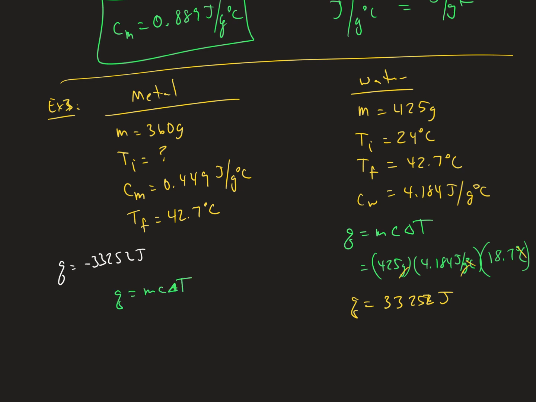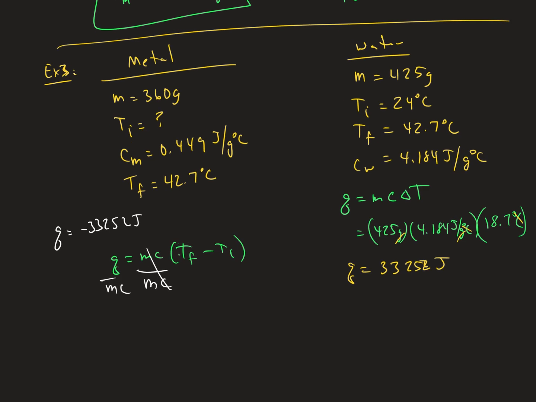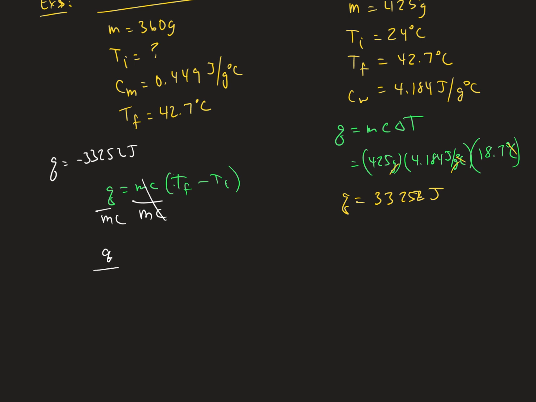All right, so we've got Q equals mcΔT. Specifically, let's put the equation for change in temperature as final temperature minus initial temperature. We good? All right, so we're solving for T initial. So what do we do algebraically? Divide by mc on both sides. And so now we have Q divided by mc equals T final minus T initial.